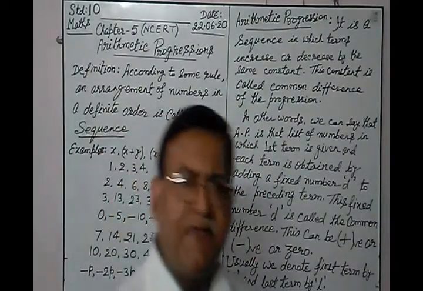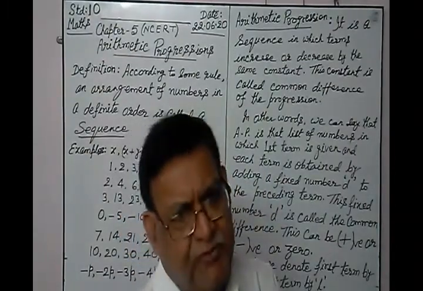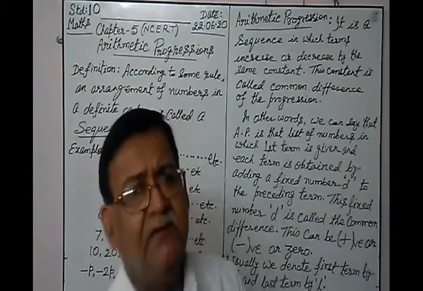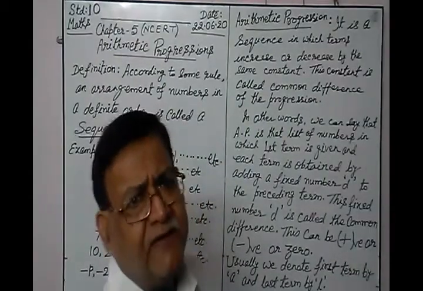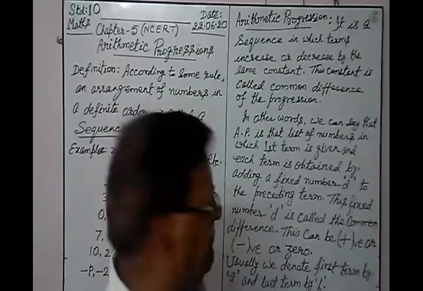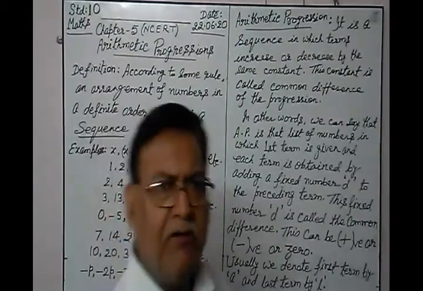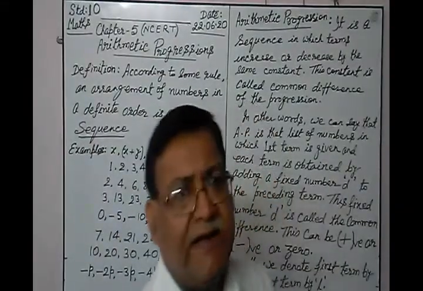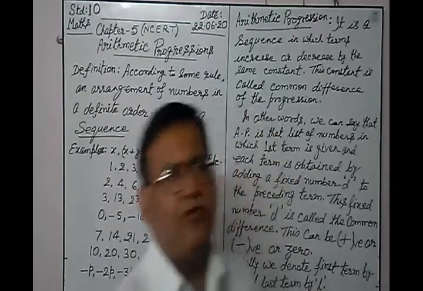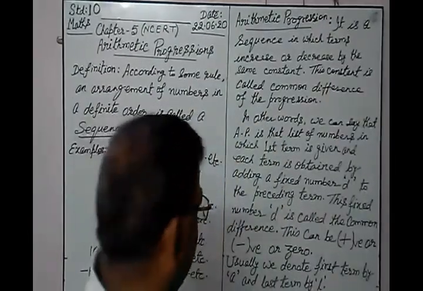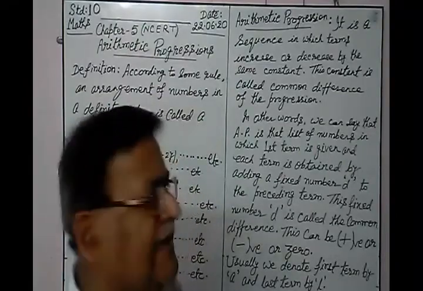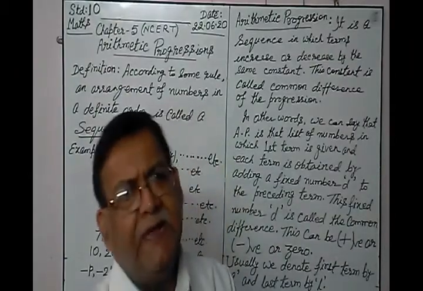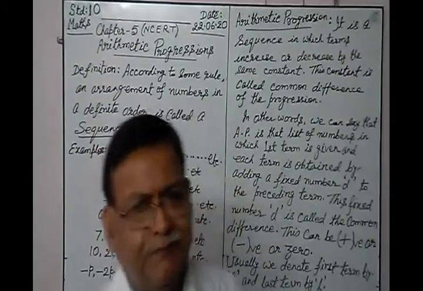The value of d may be positive. In some progressions it may be negative or it may be zero. It is not fixed that it will always be positive. So it can be positive, negative or zero. Usually we denote the first term by the letter A. In most books it is denoted by A, and the last term of the progression is denoted by L. L stands for the last term.